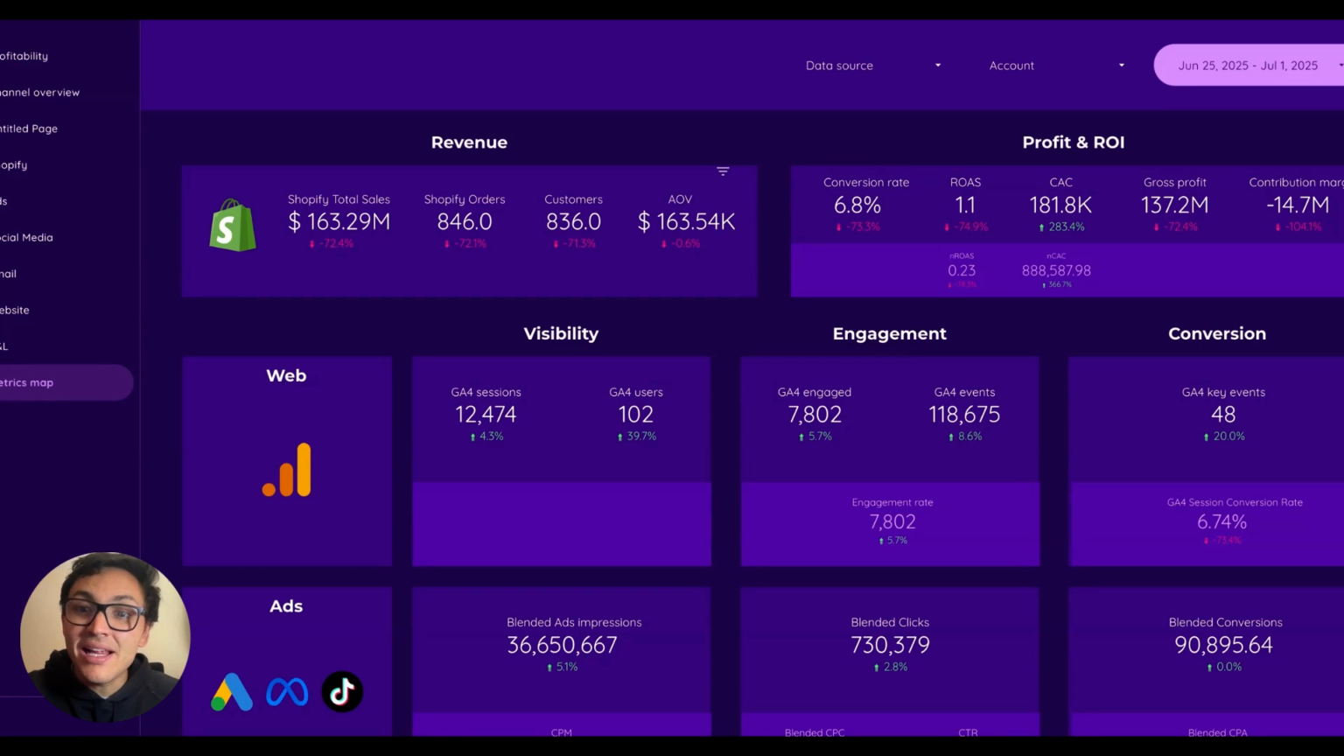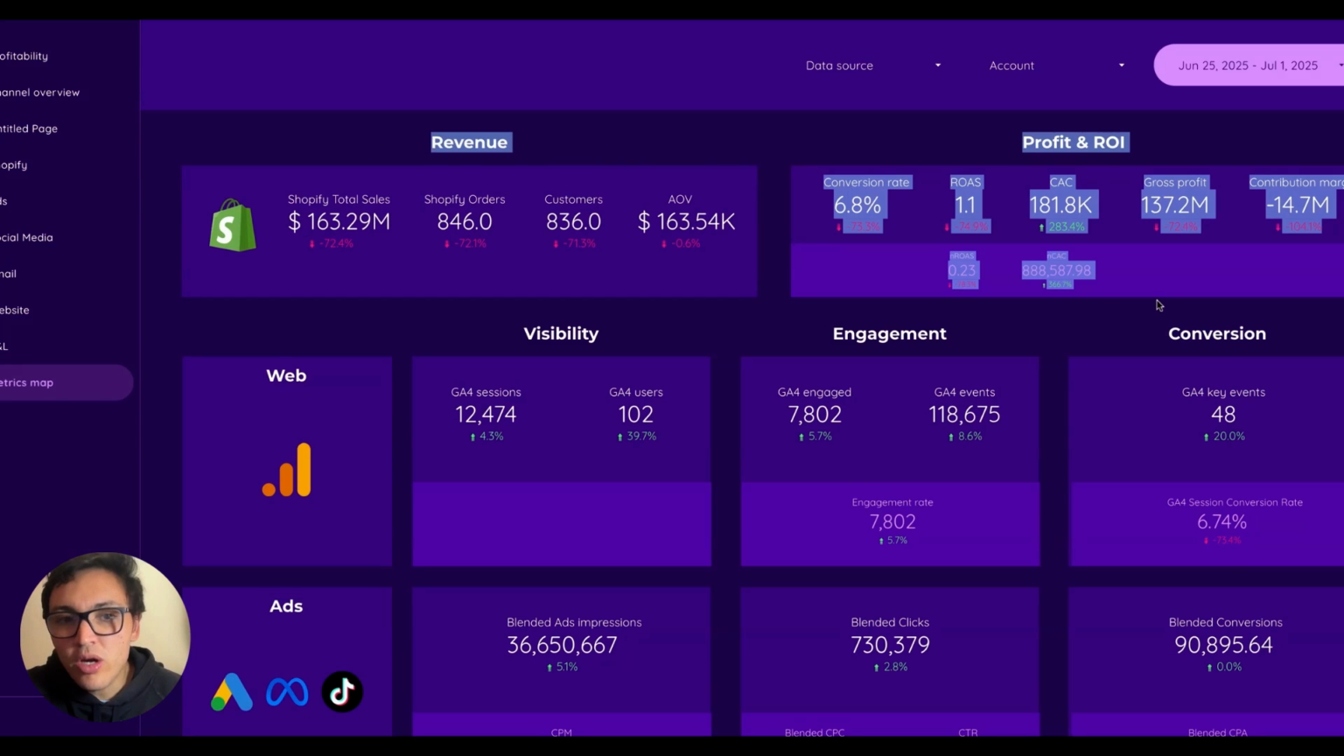If I combine this sales data with my expenses data, then I have profit and ROI metrics. Think of conversion rates, ROAS, CAC, gross profit, contribution margin, net profit, and so on. I need to consolidate this revenue with my total expenses, not only advertising expenses, but if you ask me, these are the most critical metrics that you need to care about in your e-commerce. That's why I put them in the top in this metrics map.